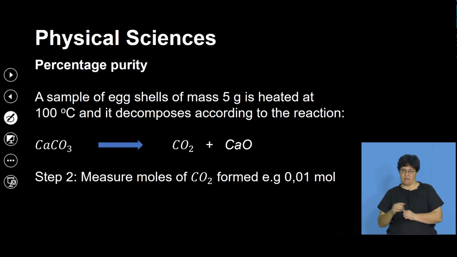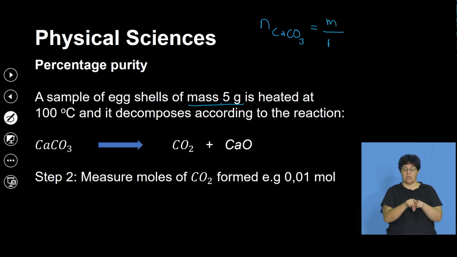So if the equation is balanced, then we measure the moles of carbon dioxide formed. In this case, if 5 grams is heated, how many moles of calcium carbonate are there in the 5 gram sample? So the number of moles of calcium carbonate is equal to the mass of the sample over the molar mass. So we'll determine the number of moles of calcium carbonate in the sample.